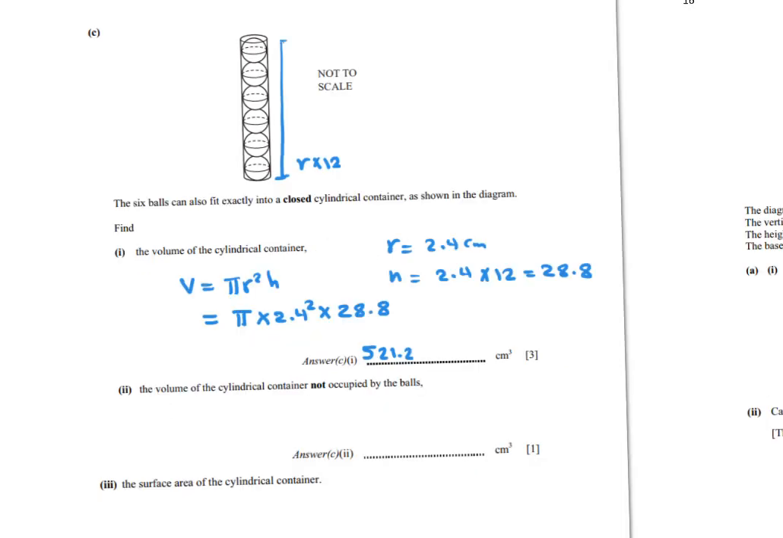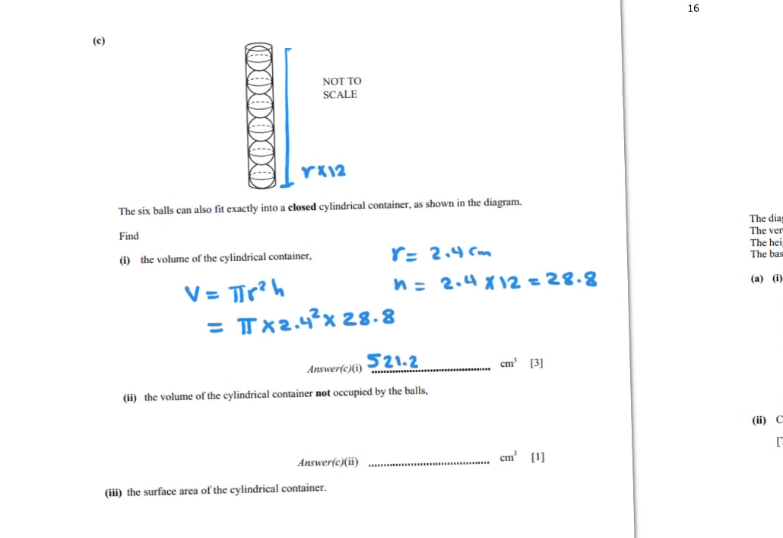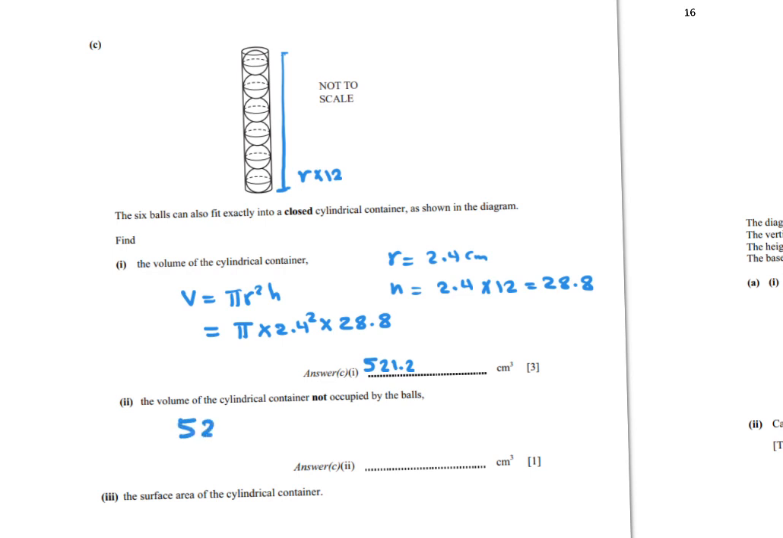Next, the volume of the cylindrical container not occupied by the balls. I need the volume of the space also. To find the volume of the space, volume of the cylinder minus the volume of the 6 balls. So 521.2 minus 57.9 multiplied by 6 balls. The answer is 173.8 centimeters cubed.